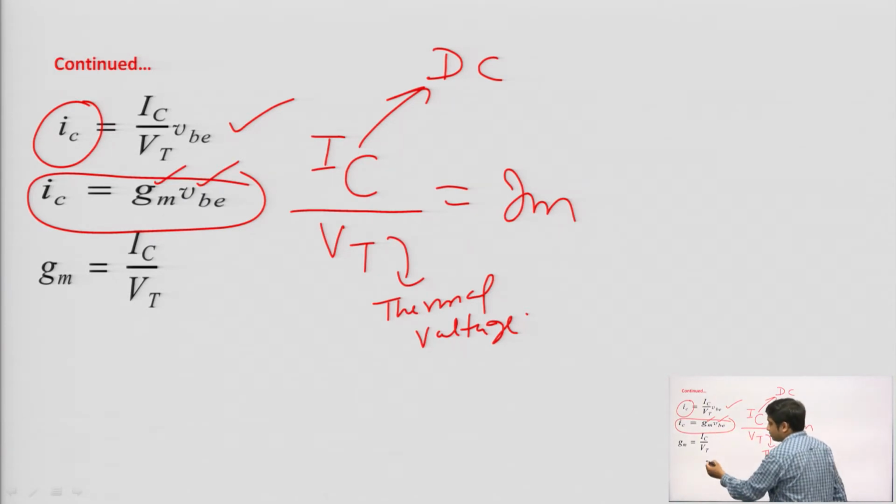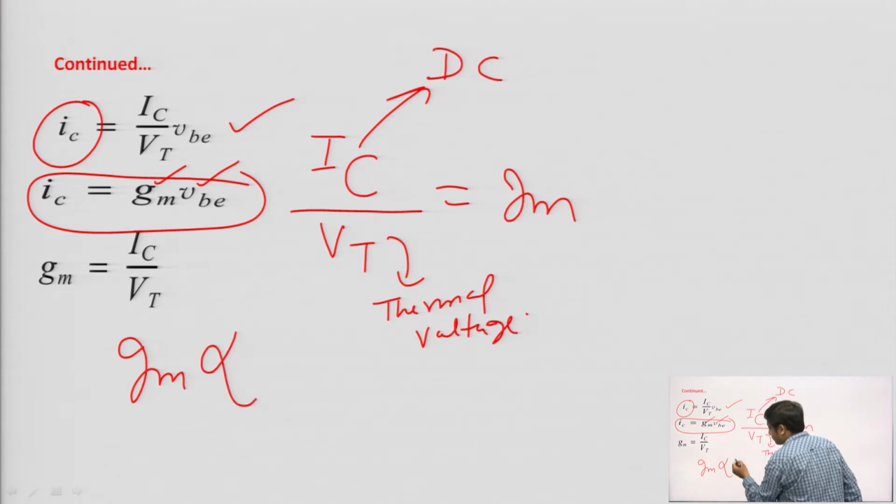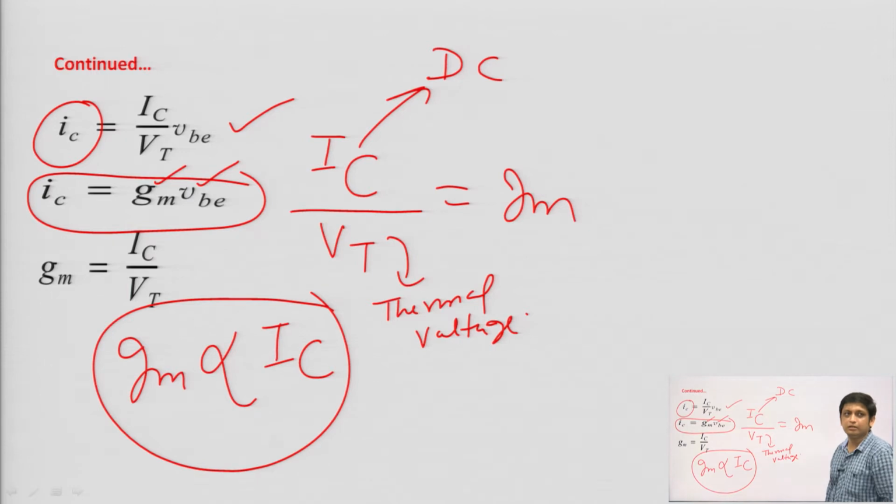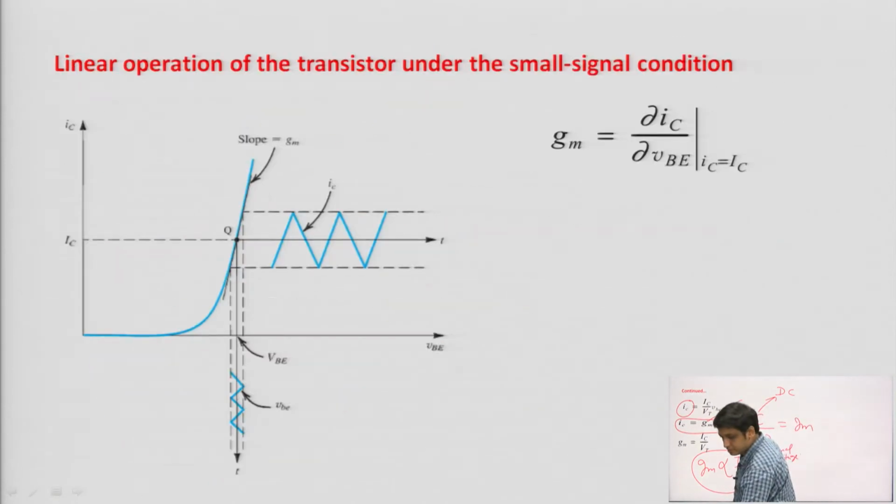So, we can see that your gm is directly proportional to the DC collector current. If we increase the value of the DC collector current, then the transconductance of the BJT will increase. These equations are very important and we will use them in the further derivations.